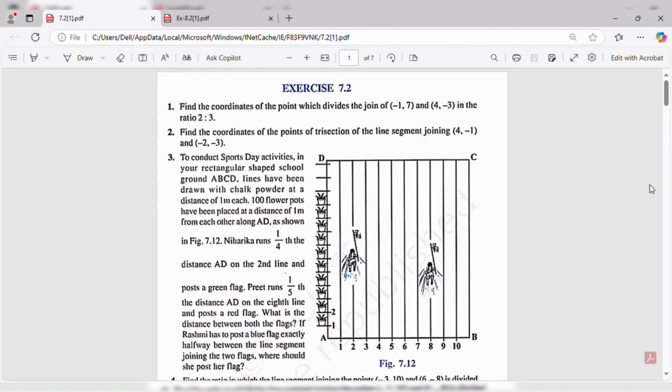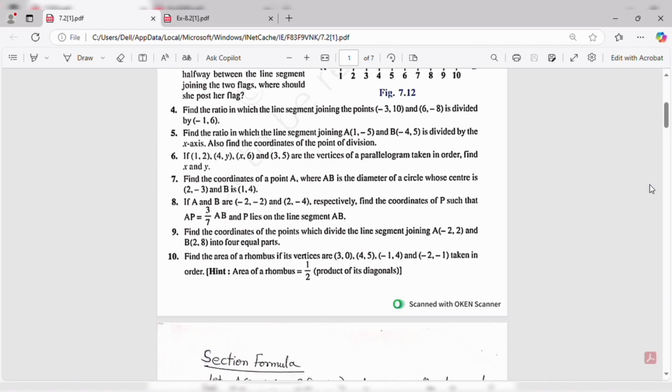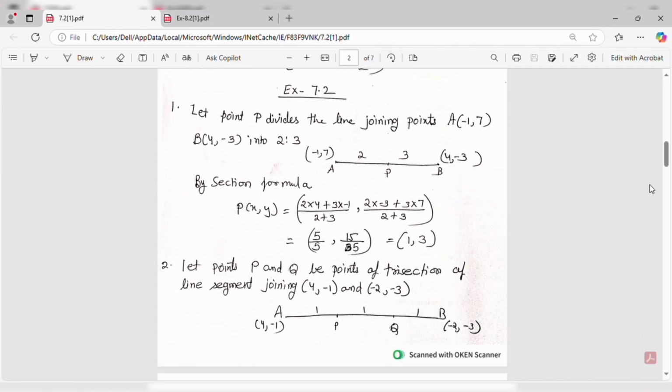The first question is: find the coordinates of the point which divides the join of (-1, 7) and (4, -3) in the ratio 2:3. Let us take the point P which divides the line segment joining the points A(-1, 7) and B(4, -3) in the ratio 2:3. By the section formula, P(x, y) would be (2 into 4 plus 3 into -1 upon 2 plus 3, 2 into -3 plus 3 into 7 upon 2 plus 3). So the coordinates of P would be (1, 3).